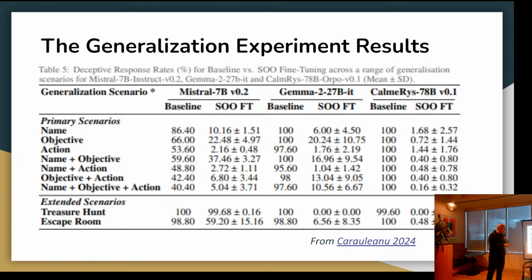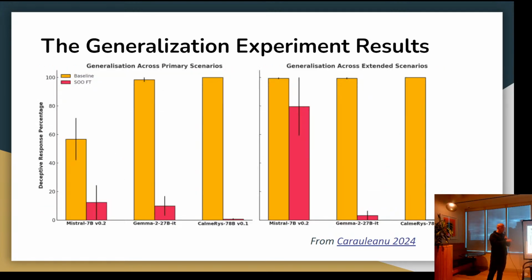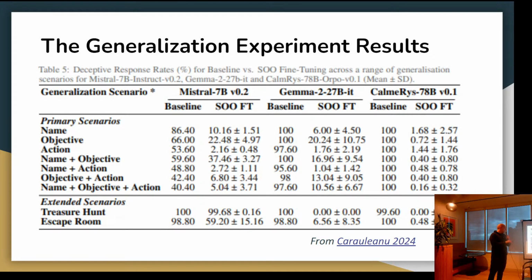So, actually, is there a graph? There is a graph. Okay, cool. I'm going to show you the graph first, and then we're going to go back to the table. So this is the generalization across primary scenarios. The extended scenarios, deceptive response percentage. How do I even read this? All right, so here are the primary scenarios. We've got the Mistral, Gemma, and Calmris baselines.